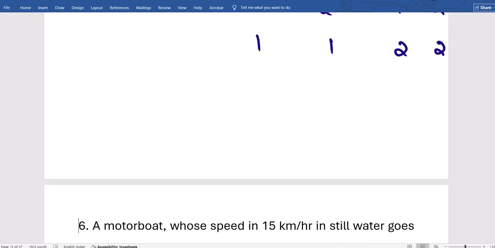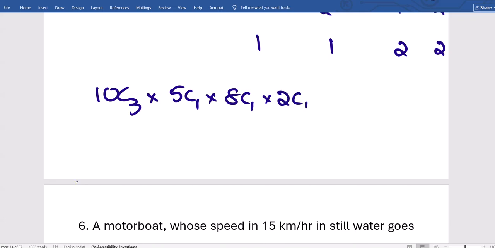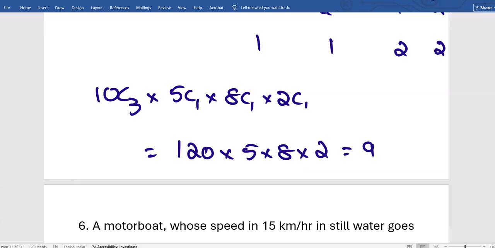Yeah, what is first one is 10C3, 5C1, 8C1, 2C1. This itself 10C3, 10 into 9 into 8 divided by 3 into 2 into 3 factorial. That 90 divided by 6 is 15. 15 into 8, 120. Here itself 120. 120 multiplied by 5 multiplied by 8 multiplied by 2. 600, 1200 into 8. 9600. This itself is giving 9600 for us.